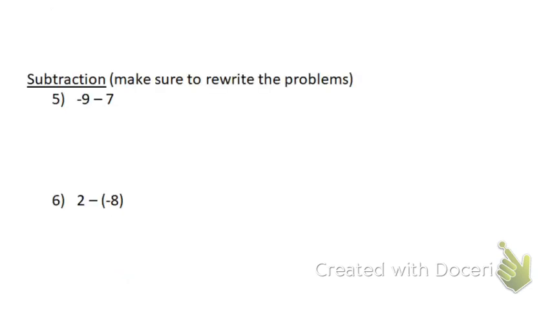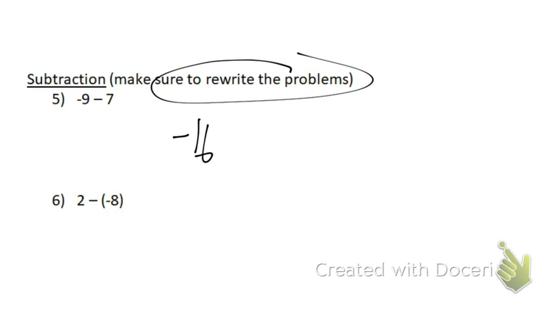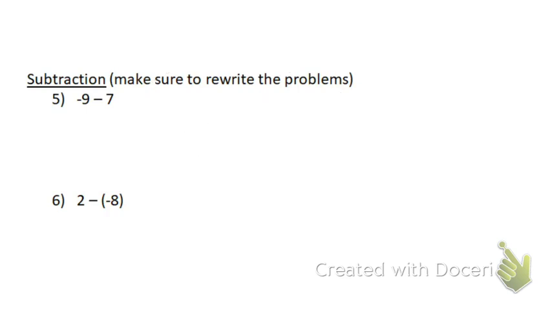And then from there, the subtraction ones. This is where I got the most mistakes from a lot of you guys. Make sure to rewrite the problems first. A lot of you guys wrote your answer out. You put negative 2. First of all, that's wrong. And even if you got the right answer, you put negative 16, I won't give you points there because it says make sure to rewrite the problems. Remember, it's rewriting it as addition.